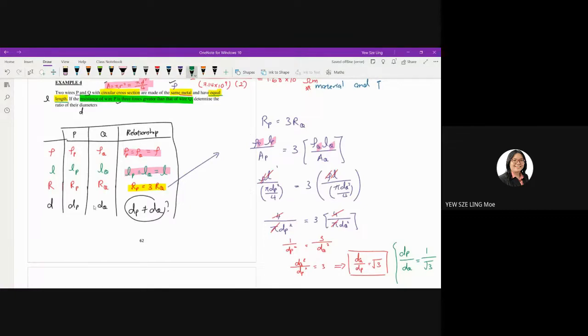So I give you 3 minutes to write it down. This question is slightly more complicated. So I give you 3 minutes to write it down before we proceed to the next subtopic.